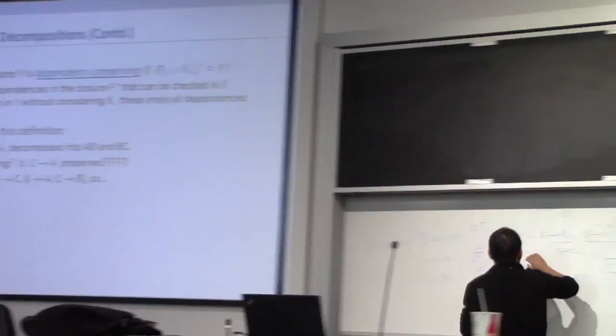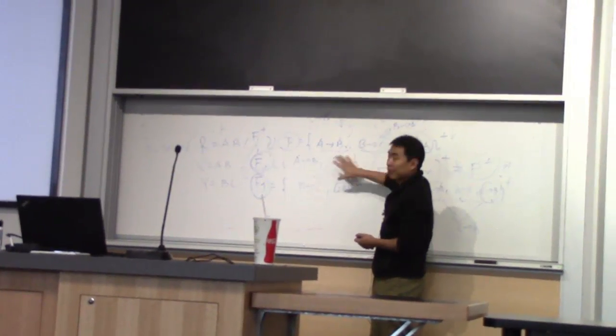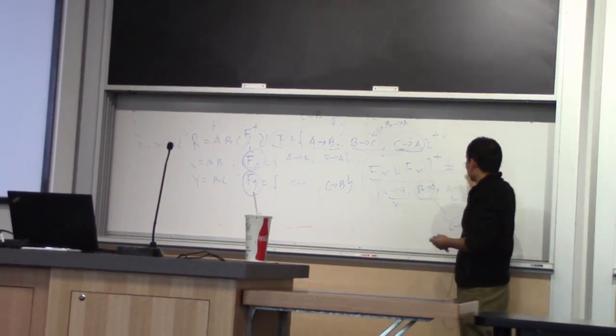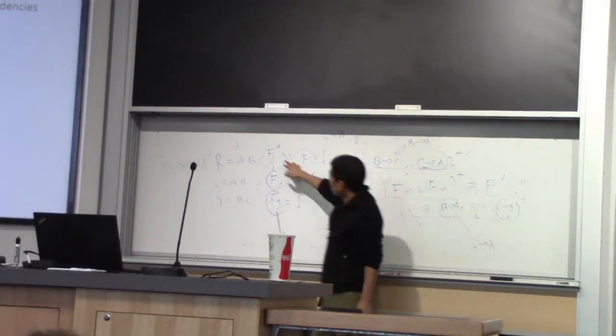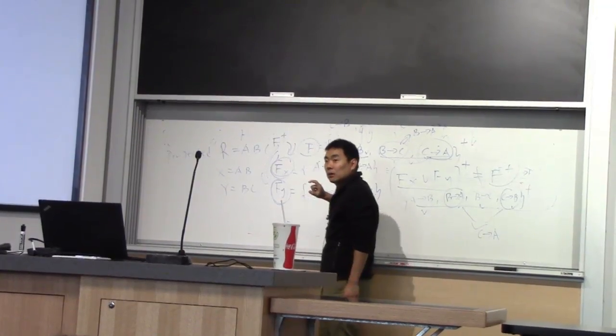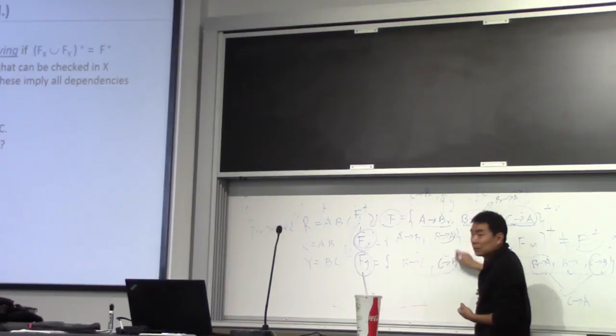If you were to use F, you won't find B determines A and C determines D, because those are not part of F. Then you will end up with the wrong conclusion that the closure of the union does not equal F closure. You have to use the closure of F to define what's Fx and Fy. That makes sense? That gives you this and this.